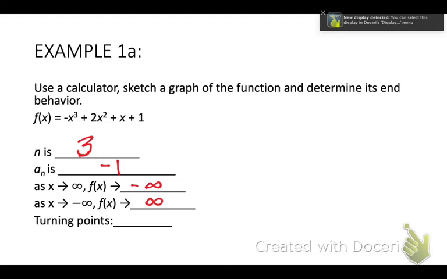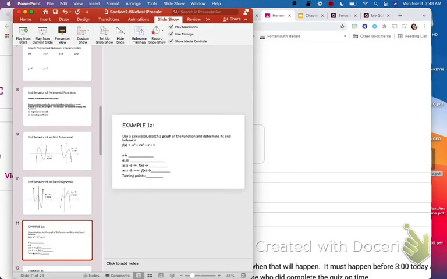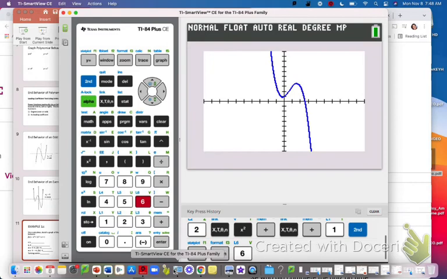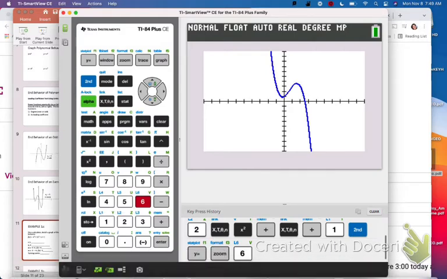Now, here's a new concept. Turning points. How many turning points are on our graph? Yeah, there's 2 turning points, right? So let me just flip back over here for a second. If we look at our calculator, turning points is where we change from decreasing to increasing or increasing to decreasing. So I have a turning point occurring here, and I have a turning point occurring here. So we've got 2 turning points happening in our function.